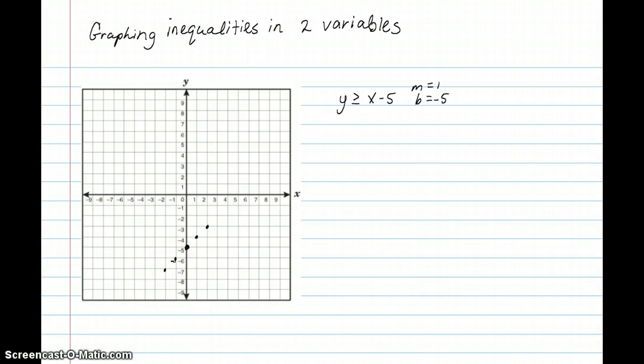Now, this is going to be a solid line because it's greater than or equal to, so we're going to draw a nice long line.